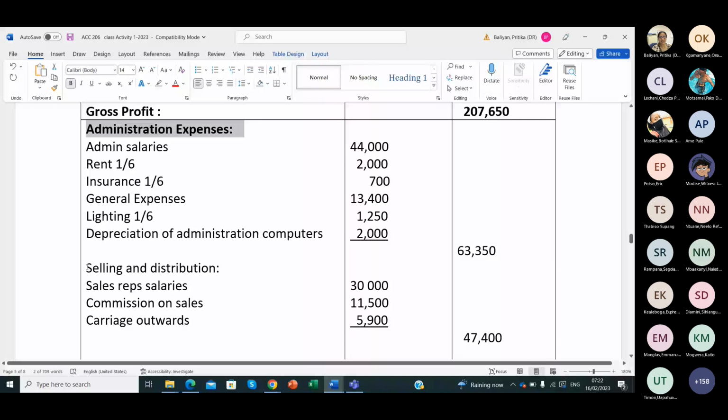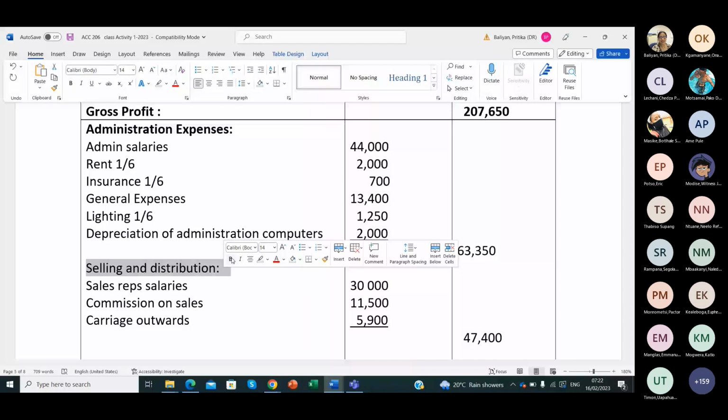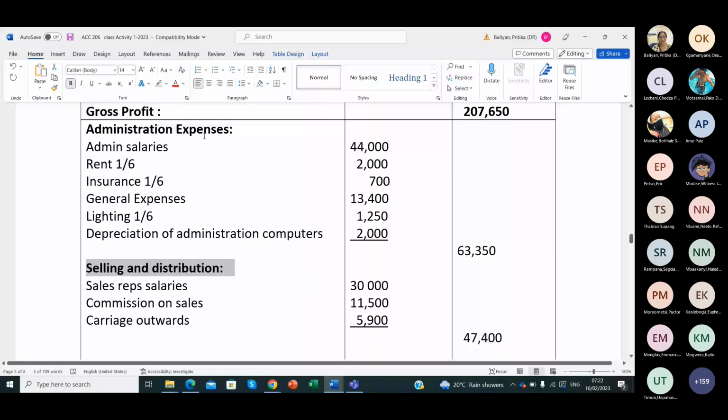So we only account the selling and distribution cost over here under this category. So it will make it more neat and clean. So under administration, when you are doing that, you have to go back to the question and see what are the expenditures incurred at the administrative activities or for the administrative side.